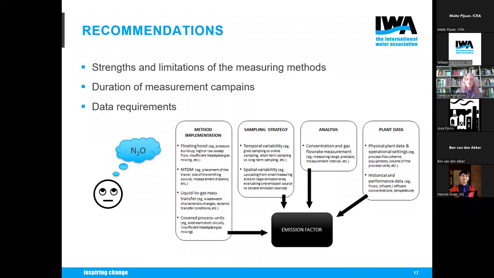In chapter five, we put much effort into providing a general overview of the methodologies currently available for the quantification of N2O emissions at wastewater treatment plants, of course, and highlighting also their field of applicability, the instrumental requirements, the strengths and limitations of each method. Recommendations in regard to supplemental data requirements and the duration of the measurement campaign are also given.